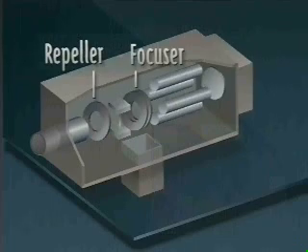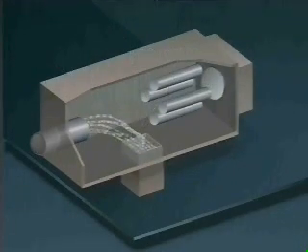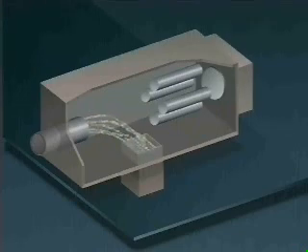A repeller is used to help direct ions through a series of focusing lenses in the ion source. Without these components, sample molecules would not be ionized and ions would not reach the mass filter.